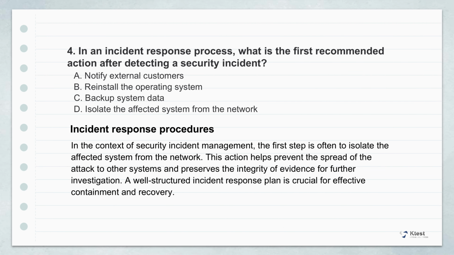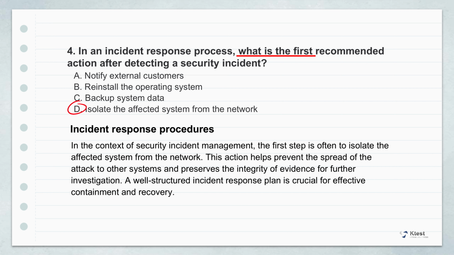Now, let's talk about when things go wrong. An incident happens. Question 4. In an incident response process, what is the first recommended action after detecting a security incident? The answer given is D. Isolate the affected system from the network. Yeah, this one's critical. Seems straightforward, but why is isolation the absolute first thing you do before you even know exactly what's happened? Containment. It's all about limiting the damage, stopping the bleeding.